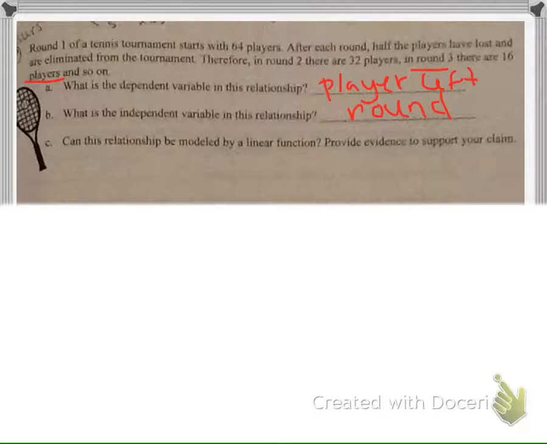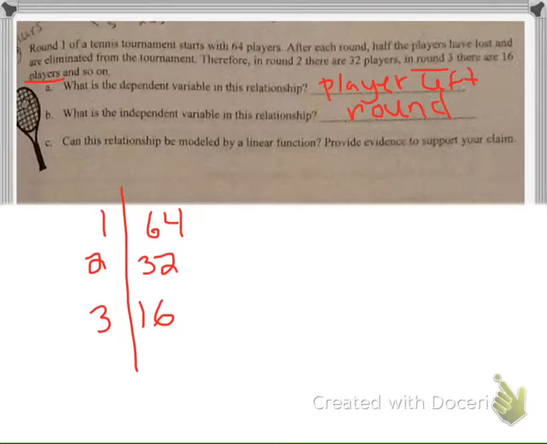And then, is this a linear function? And give some proof. So I'm going to set up a table. It says at round 1 there were 64 players. Round 2 there were 32 players. And round 3 there were 16 players. And it told me these are being cut in half. So I know that's going down by 32 and that's going down by 16. So that shows me right away this is not a linear function because there is not a constant rate.